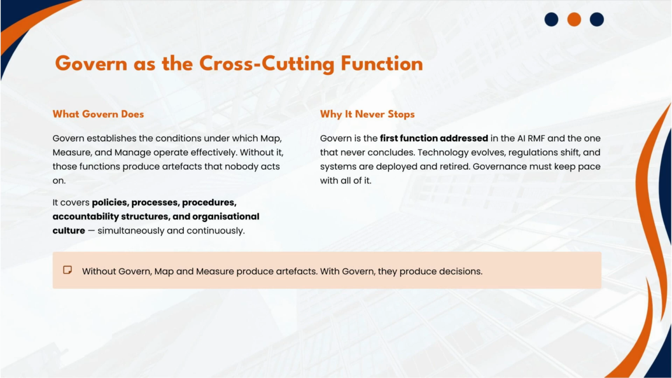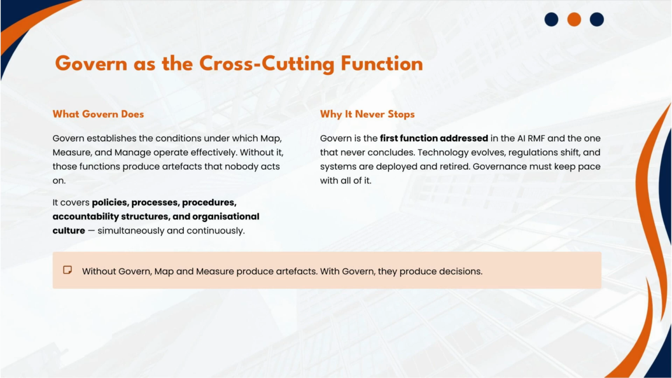Let me make that concrete. When you're mapping a system's context, who decided which stakeholders count? Governance. When you're measuring, who set the threshold that says this score is acceptable? Governance. When you're managing a risk, who has authority to accept it or to halt the project? Governance. See how it's woven through? Every one of the other functions contains a decision, and governance is where decisions get their authority.